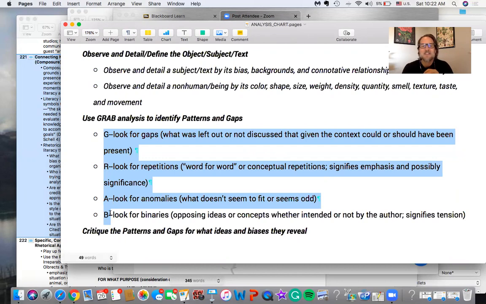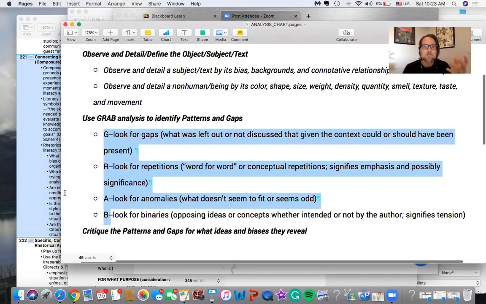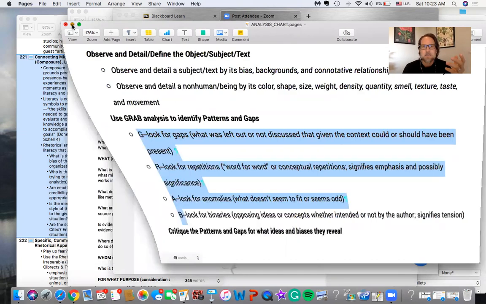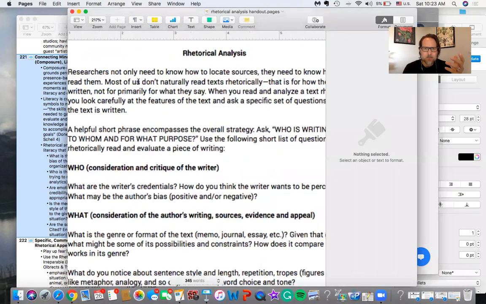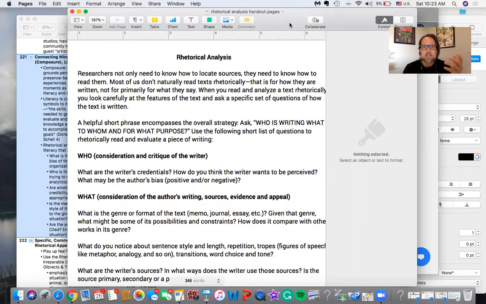So repetitions are a way of highlighting for us as readers to understand the author wanted us to really get that. Anomalies are oddball things. They're weird. They're not really fitting. So, for example, an author citing an example that just seems a little strange, it doesn't fit. And then binaries are oppositions, so tensions, things held in tension. All right, so this is overall analysis, and that's really important to have in your hopper. The main tool here is again GRAB: gaps, repetitions, anomalies, and binaries. Fancy words, yes, but you're looking for ways to see the patterns. The second way we're doing this, of course, is using this technique in here.